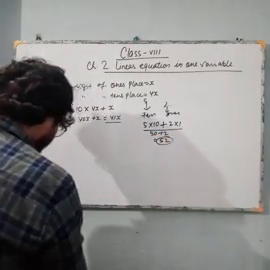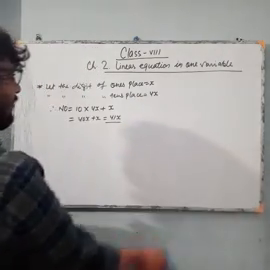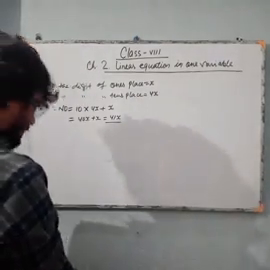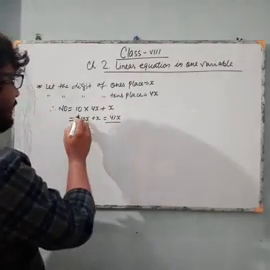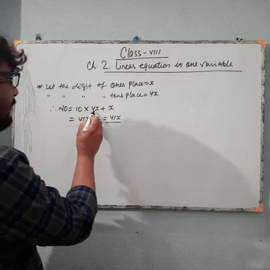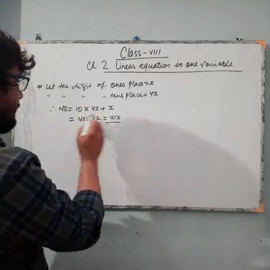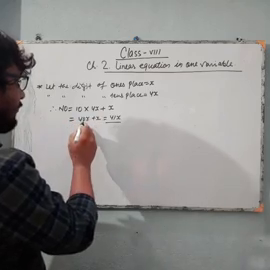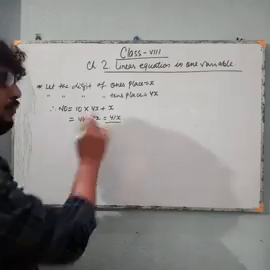In the same way, in this question, the digit of unit place is x and the digit of tens place is 4x. That's why we write 10 into the digit of tens place plus 1 into the digit of unit place. That is 10 into 4x, that is 40x, plus x. And that is our 2 digit number.